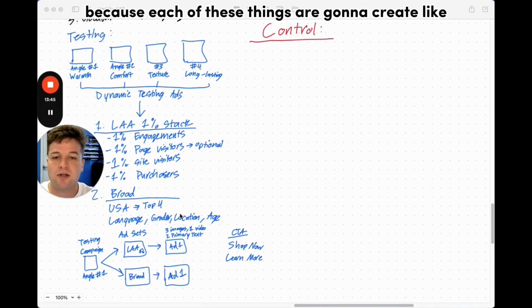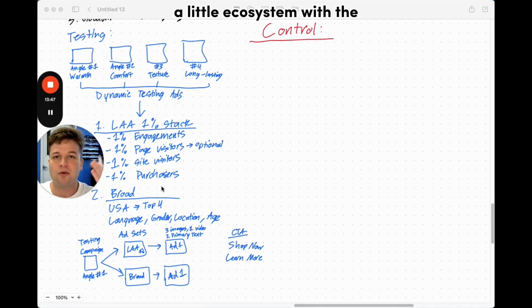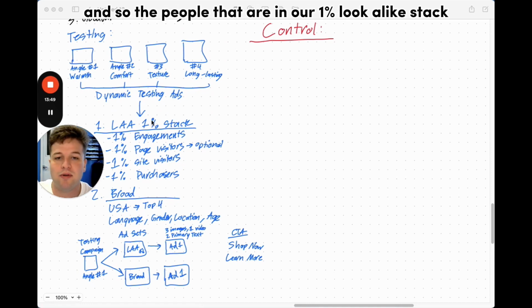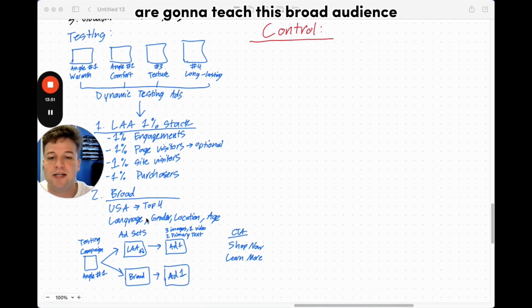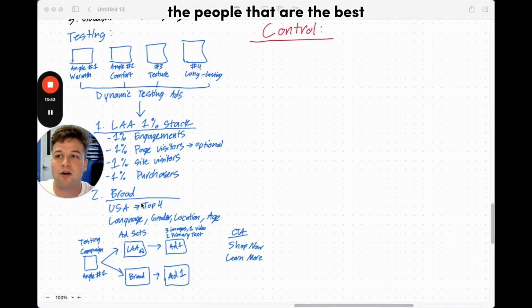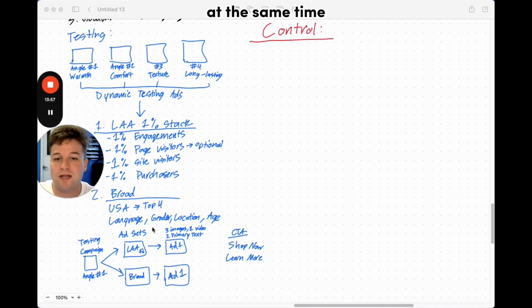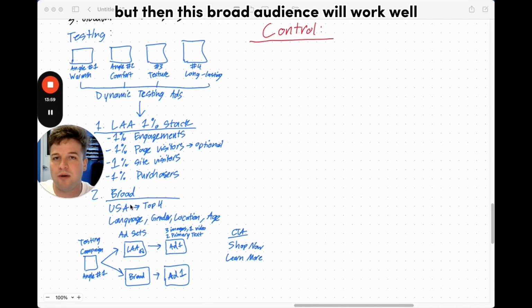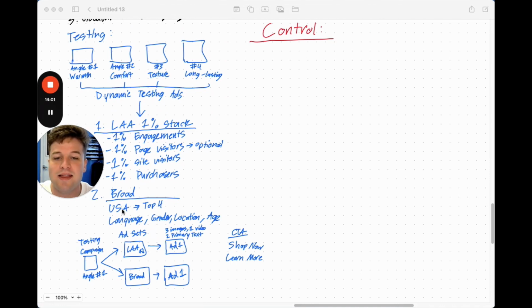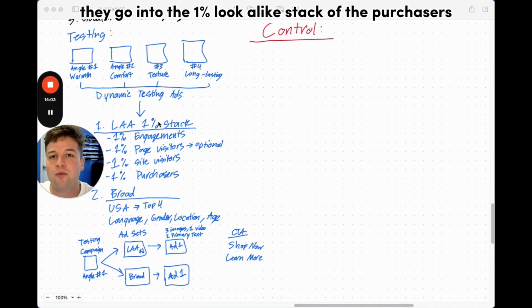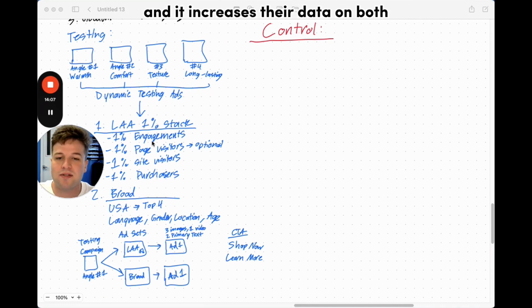It's going to get those short-term results, but it's also going to play with this broad audience, because each of these things is going to create like a little ecosystem where they just ping off of each other. The people in our 1% lookalike stack are going to teach this broad audience the people that are the best, and it will train Facebook a little bit more while we're running both at the same time. But then this broad audience will work well, because if somebody really likes our product and they buy it from the broad audience, they go into the 1% lookalike stack of the purchasers, and it makes this audience better, and it increases the data on both.